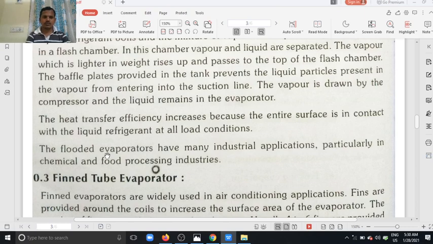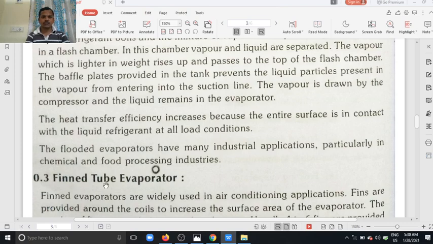In this flood type evaporator, the heat transfer efficiency increases because the entire surface is in contact with the liquid refrigerant at all load conditions. So this flood type evaporator has many industrial applications, particularly in chemical and food processing industries.